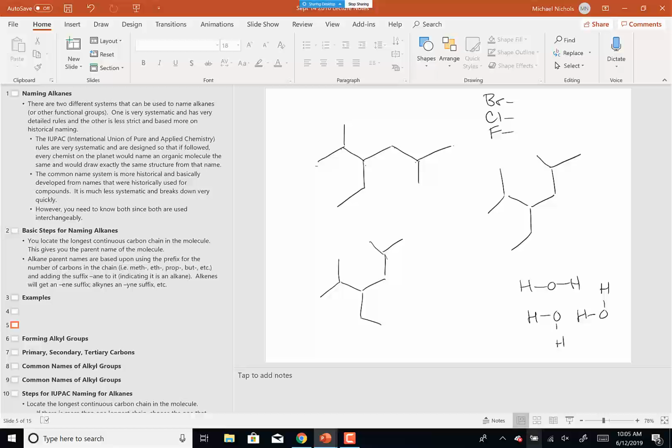Bromo, chloro, fluoro, and if it was iodine, it would be iodo. Alphabetized on B, C, F, and I. So in the problems, sometimes you'll see nothing but alkane, but sometimes you'll see I've thrown in a bromo and a chloro. It gives me more problems to choose from, but we might as well learn how to name those. So that's our naming.